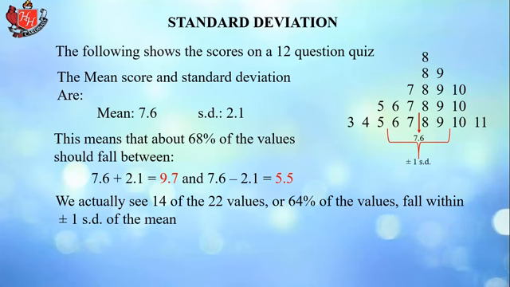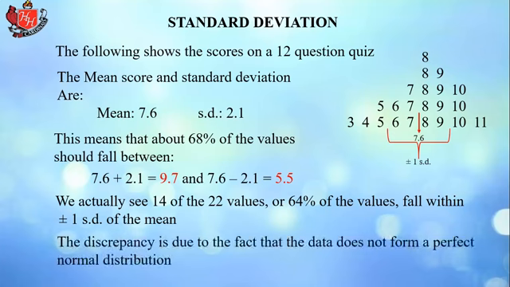That's 64%. The discrepancy from 68% is due to the fact that the data does not form a perfect normal distribution. And also, it's kind of a small number of data points. It's 22. That's not bad, but if you had 200 or 1,000 data points, it would start to come really, really close to 68%.